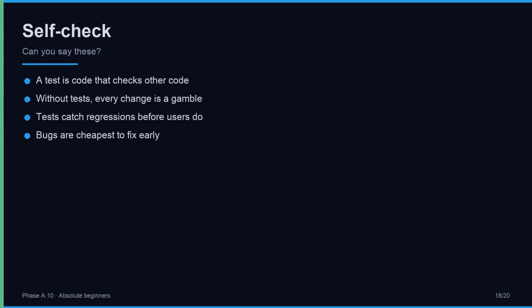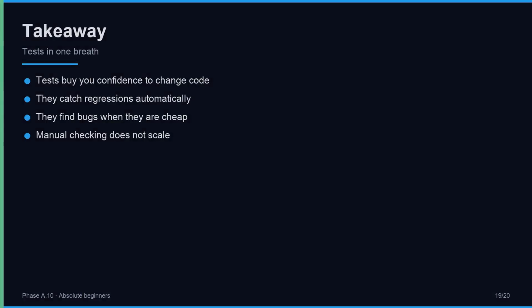Quick self-check. Can you explain what a test is in one sentence? Can you describe what happens to a project without tests over 6 months? Can you define the word regression? Can you say why bugs found early are cheaper than bugs found late? If any feels shaky, rewind the matching section. You do not need to write a test yet, that comes next. For now, you just need to be convinced that testing matters. Say each out loud.